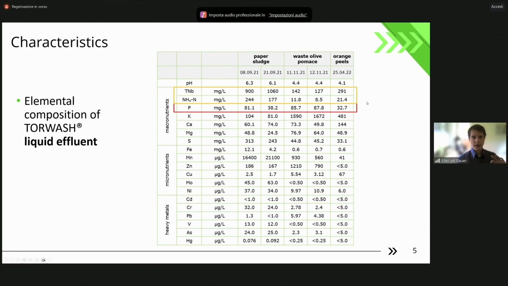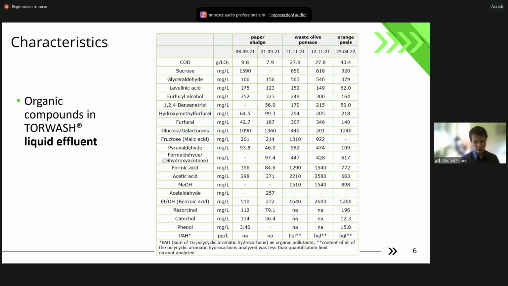And between 8 and 20% of this nitrogen is in the form of ammonium nitrogen, so plant or bacteria available inorganic nitrogen. Potassium was also interesting to see because we do have a lot in waste olive pomace, roughly 1/3 in orange peels of that, and even much less in the paper sludge. So it would also be interesting for the future to recover this somehow.